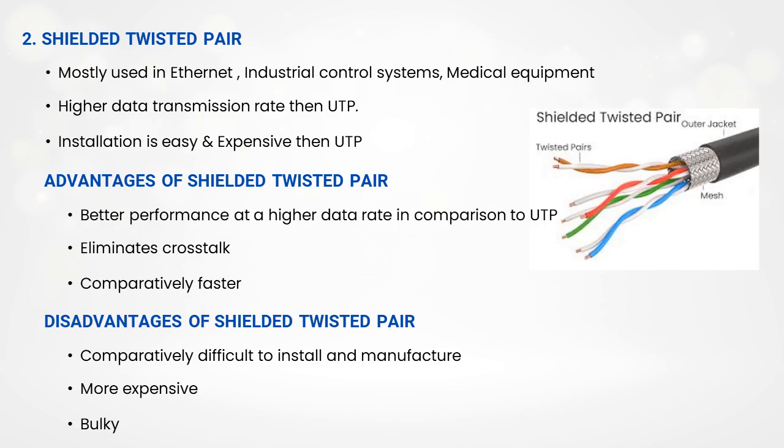Advantages of shielded twisted pair: better performance at higher data rates than unshielded twisted pair. Eliminates crosstalk. Faster data transfer compared to unshielded twisted pair.